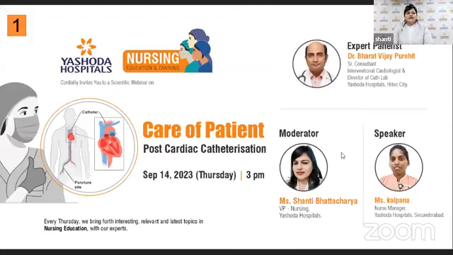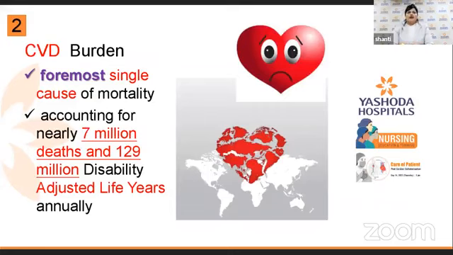Go to the second slide. As we all know, what is CVD? CVD is cardiovascular disease burden. This is one of the foremost single causes of mortality, accounting for nearly 7 million deaths and 129 million disability-adjusted life years annually.